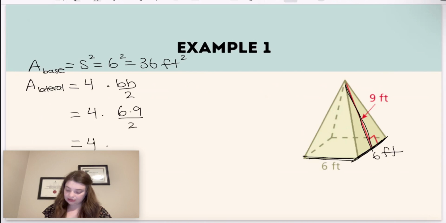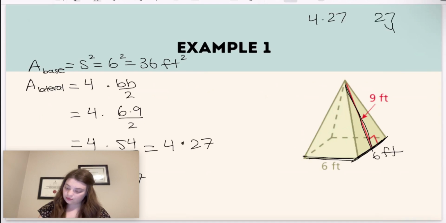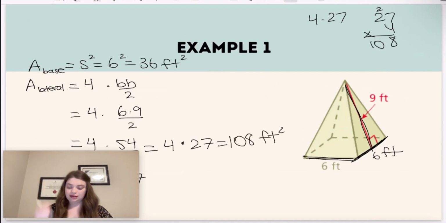Now 6 times 9 is 54, so we're going to get 54 divided by 2. And then 54 divided by 2 is 27, so 4 times 27. And then 4 times 27, let's figure out what that is. Well, 4 times 7 is 28. 2 times 4 is 8, plus 2 is 10, so that would be 108. So therefore, it's 108 square feet.